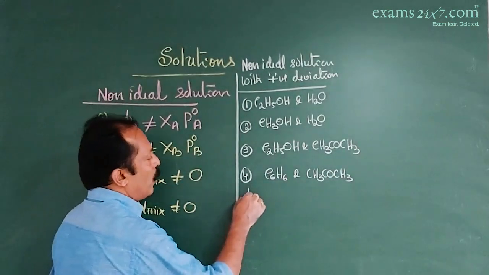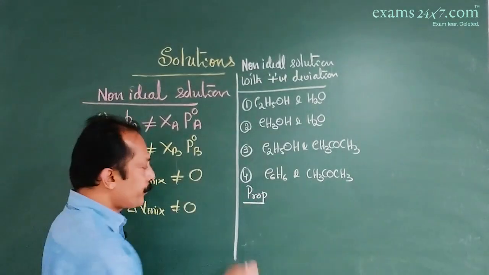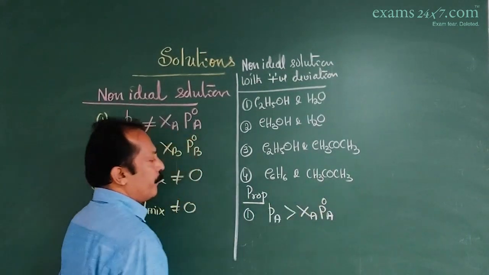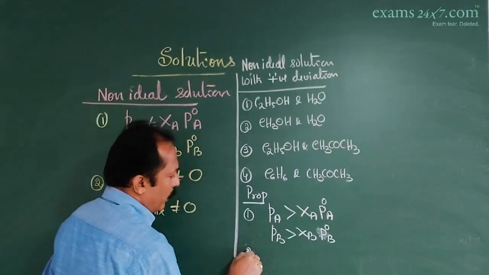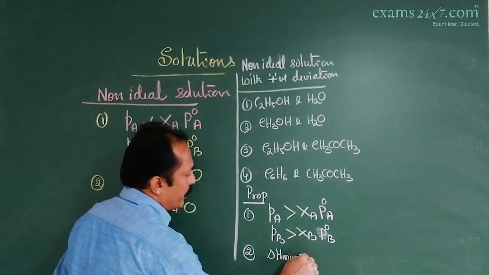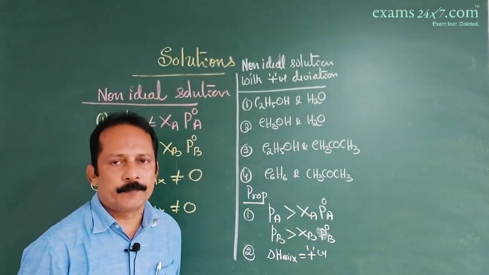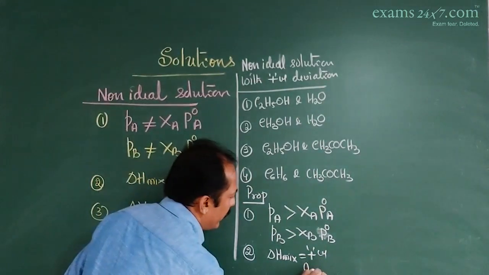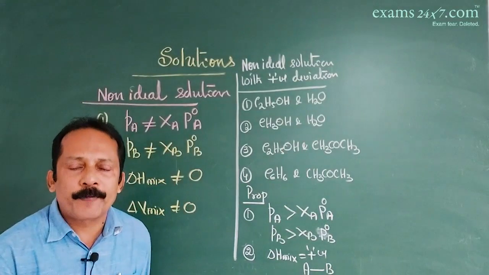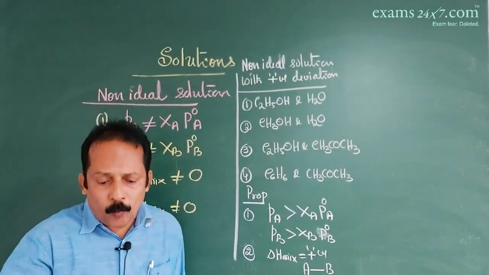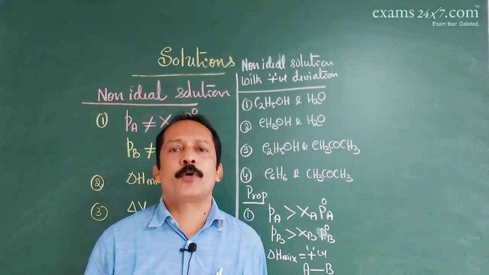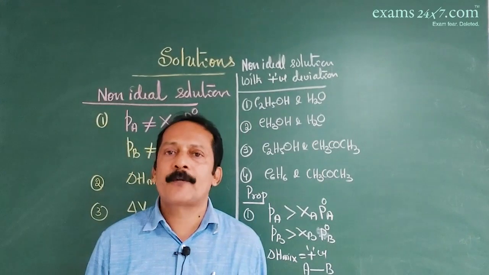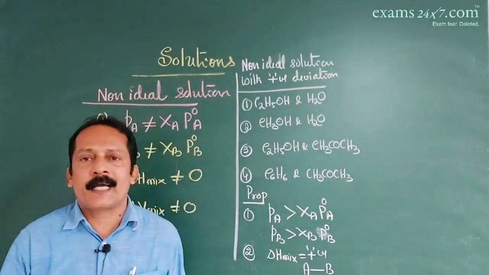Now the characteristic properties of non-ideal solution with positive deviation. First, the partial vapor pressure of each component is greater than the mole fraction of that component times the vapor pressure of the pure component. Second, delta H mixing is positive, meaning heat is absorbed. Why is heat absorbed? The force of interaction between A and B is less than the force of interaction between the individual components. Therefore, when they are mixed, in order to overcome the force of attraction, it absorbs energy. Then they mix with each other and form a binary solution. So when it absorbs heat, delta H is positive.